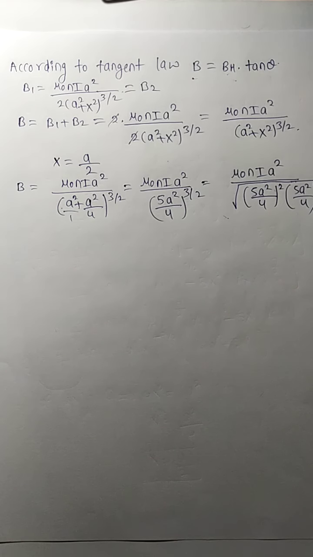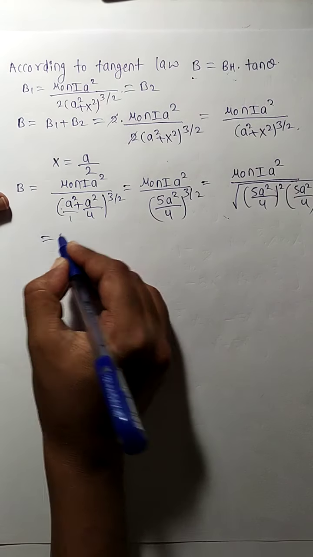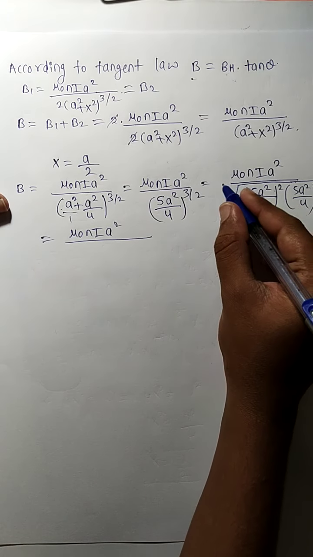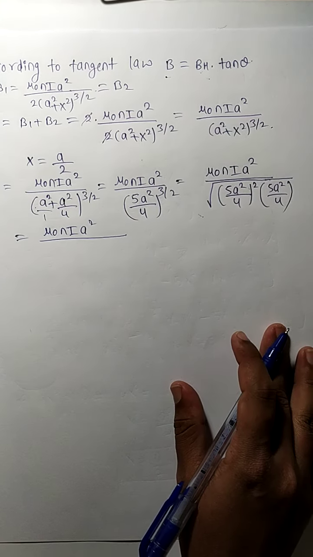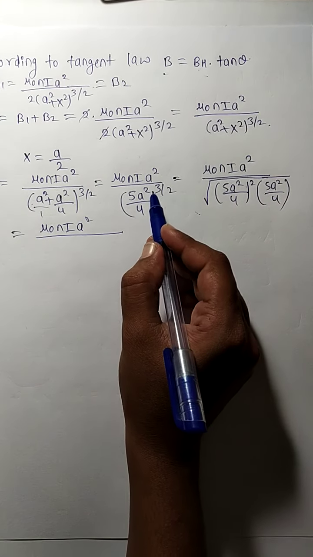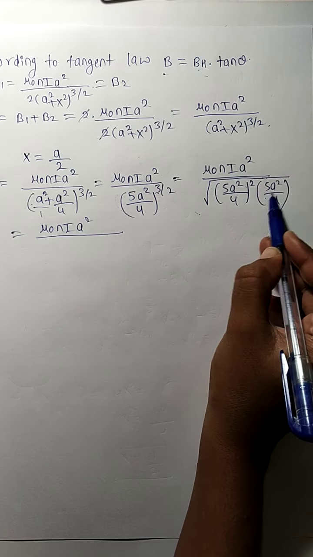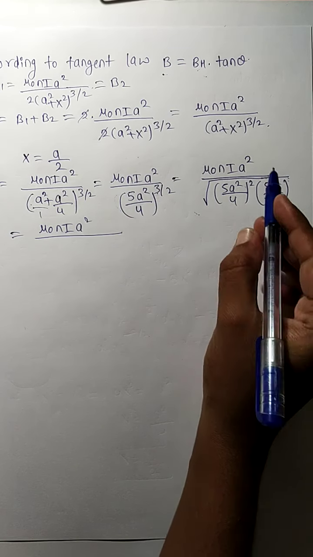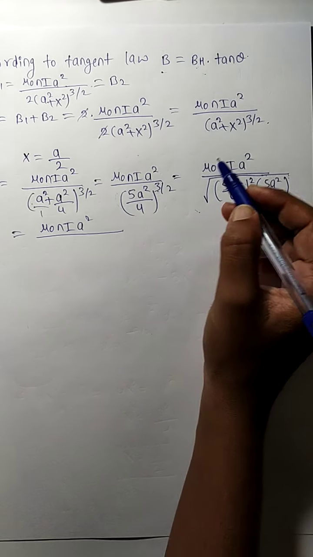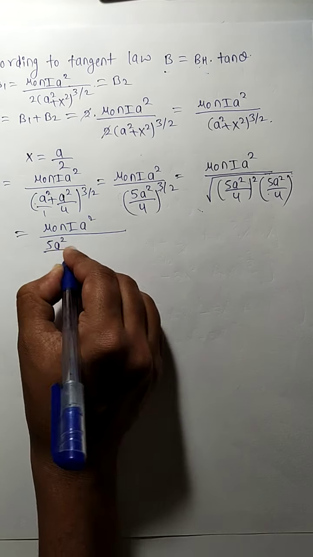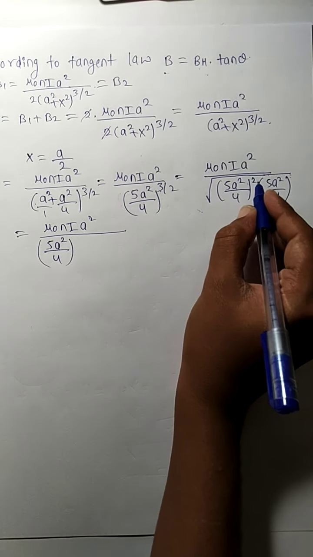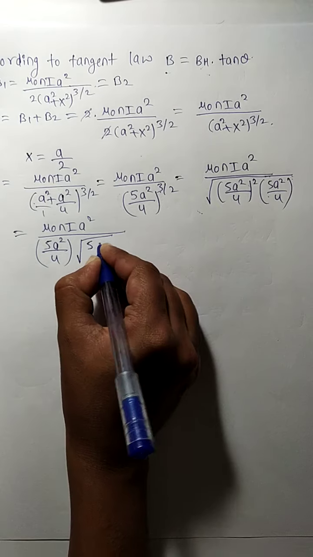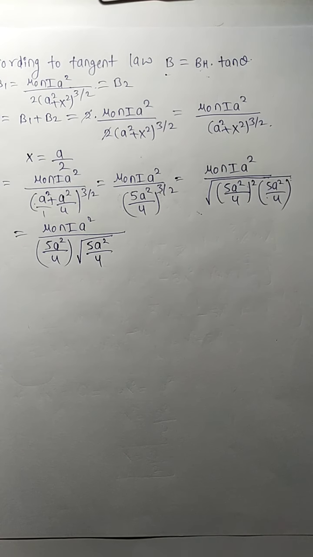So nothing but 5 A square by 4 raised to 3 by 2 we are getting, which is equal to mu naught N i A square divided by, so this will come outside. I am making this easier to handle, so to make it easy I split it: raised to 3 is raised to 2 into raised to 1. So raised to 3, and 1 by 2 means square root. I will take this term outside, so N I will take outside. It becomes 5 A square by 4, because the 1 by 2 and the square get cancelled, and the remaining term is the square root of 5 A square by 4, isn't it?